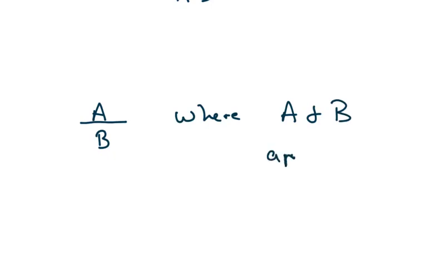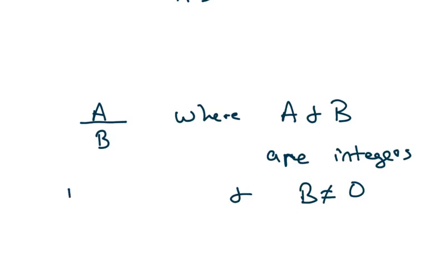So we said a rational number is of the form a over b, where a and b are integers and b cannot equal 0, right? So a rational expression is essentially the same thing.